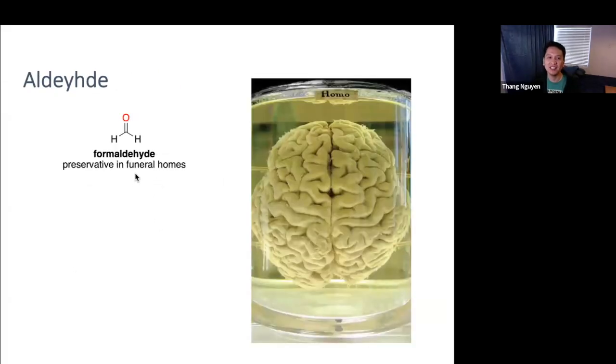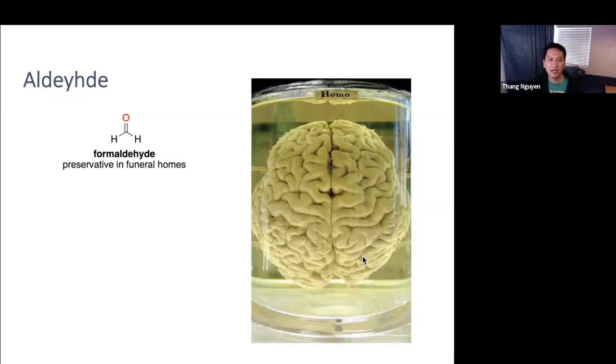Ooh, aldehyde. Formaldehyde is the simplest of the aldehydes. It just has two hydrogens on the sides. It's used as a preservative in funeral homes, right? You pump the corpse with formaldehyde to kind of freeze everything in place so it doesn't decompose. It will eventually, but for a while it stays the same until that formaldehyde is gone, I guess. But if you put a brain or any kind of biological specimen in a jar of formaldehyde, it will stay like that.